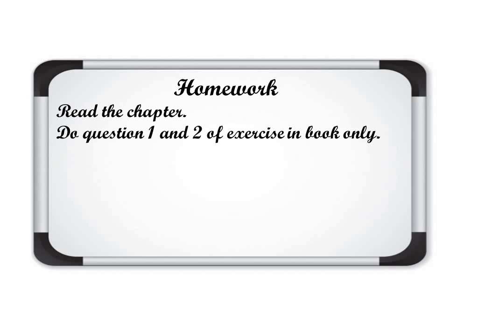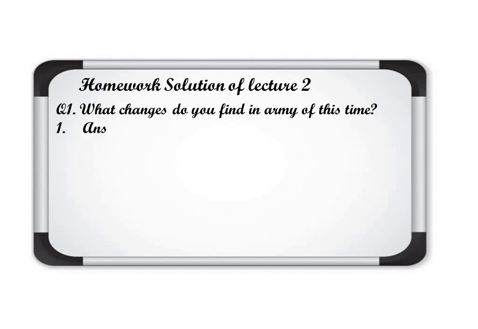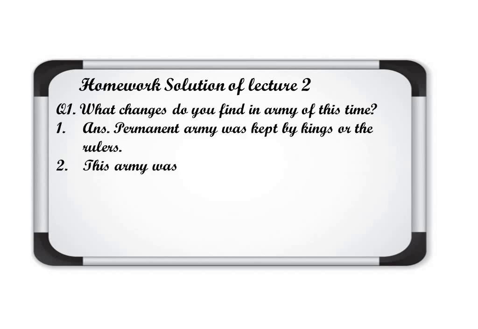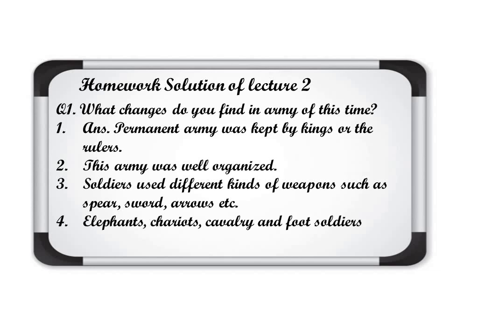Clear? Now it's time for the homework solution of lecture 2. Question number 1 was, what changes do you find in the army of that time? The answer is: number 1, a permanent army was kept by the king or the rulers. Number 2, this army was well organized. Number 3, soldiers used different kinds of weapons such as spear, sword, arrows, etc. Number 4, elephants, chariots, cavalry and foot soldiers were also used. So these changes you will write there.